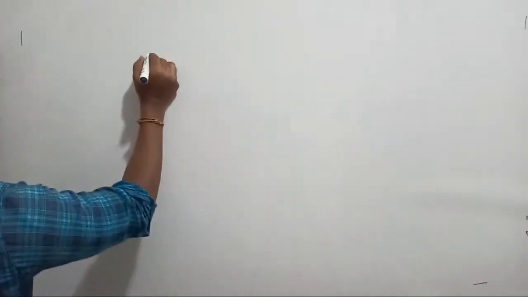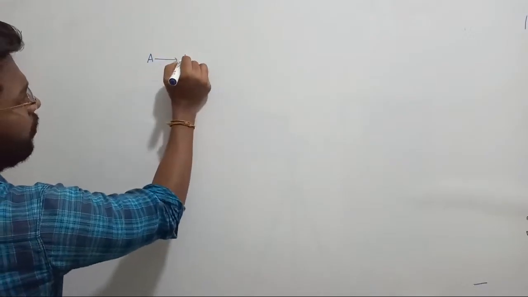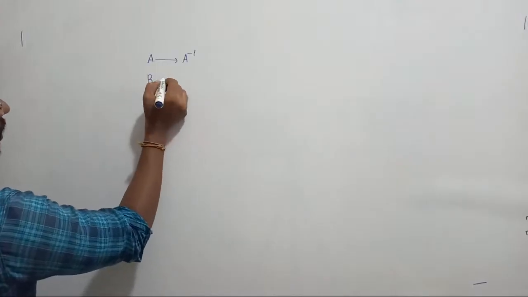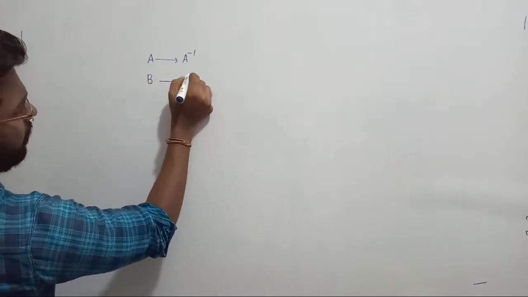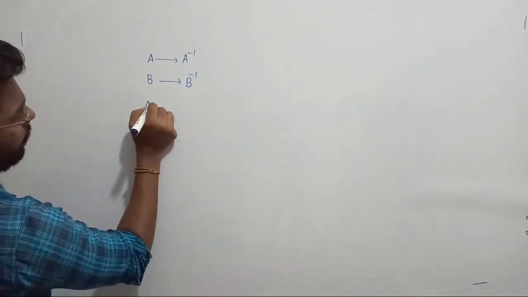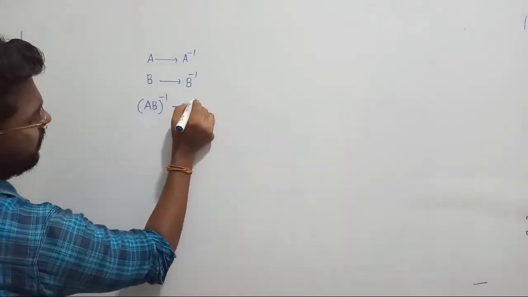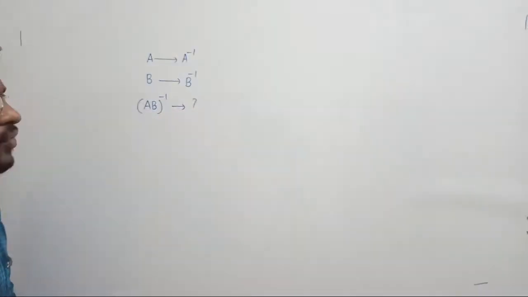For an example, I have a matrix A. I would like to know its corresponding A inverse. Again, I have a matrix B. I would like to know its corresponding inverse of the matrix. Now, I have matrices A and B. I would like to know the inverse of their product. That is the question mark. Okay. Now, we have to do this one.